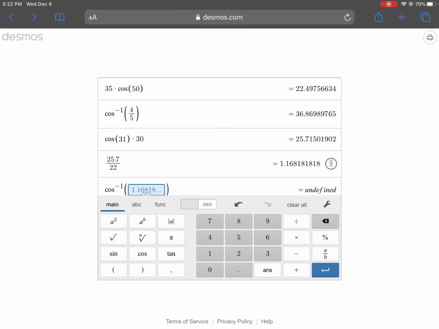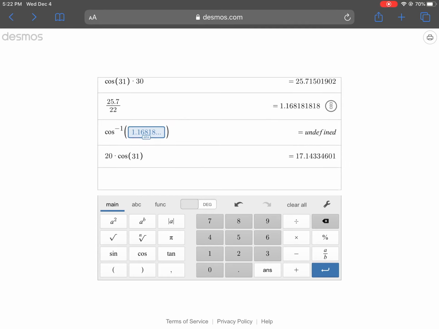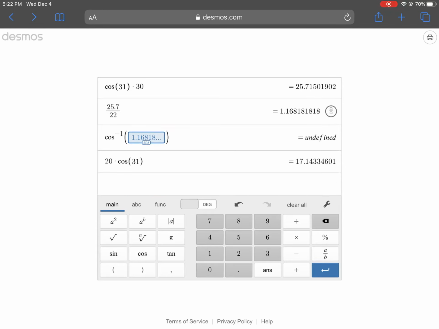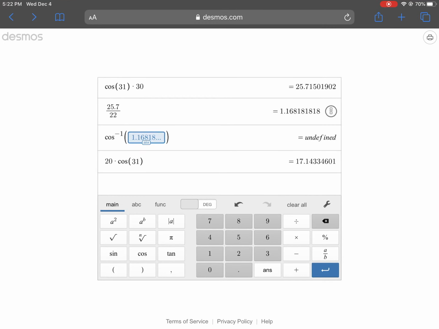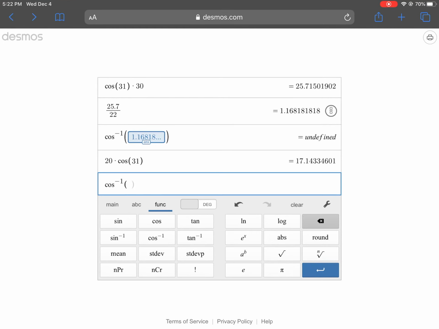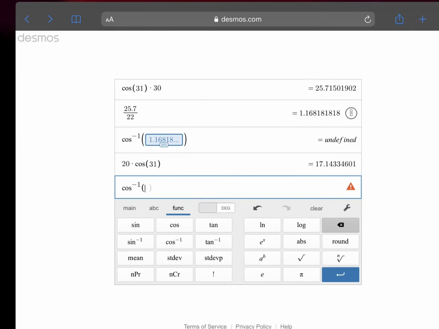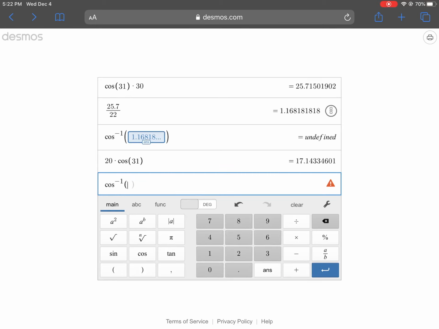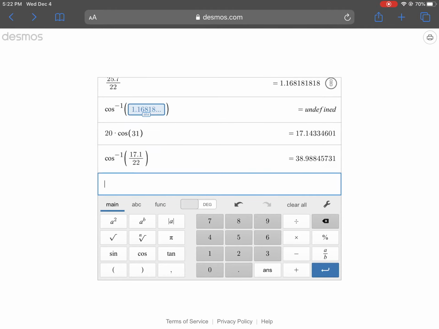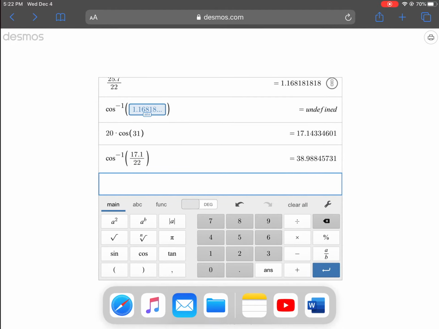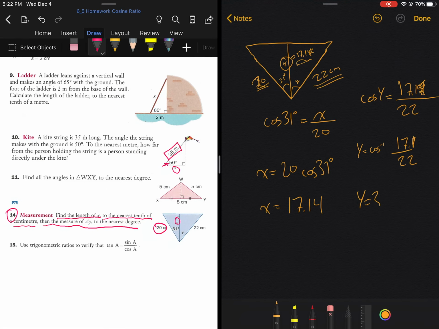So let's solve that. 17.1 divided by 22. All right, how are we going to do this? And the inverse tan of that. Inverse cos, sorry, not inverse tan, inverse cos of 17.1 over 22. 17.1 divided by 22. Enter. 39 degrees. y equals 39 degrees. And that's it. We found x.